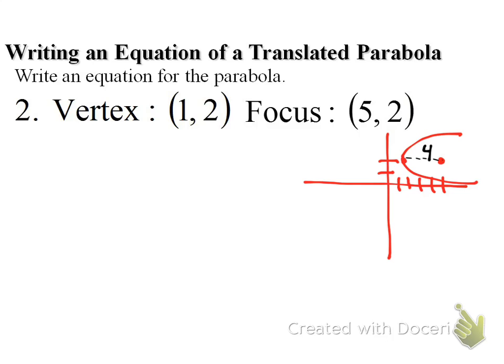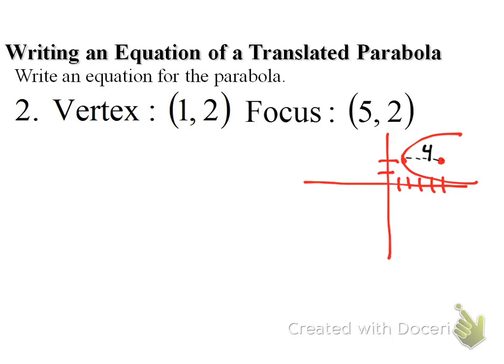So right away I know that I'm going to be using the equation that has the y squared because this is opening to the right. I also know that I'm going to put 4 in for the P value because these are 4 units apart. Now, if you can't just see that by looking at the graph or sketching it, what formula would tell you how far apart these are? The distance formula. So if this is not something you can easily visualize, use the distance formula.